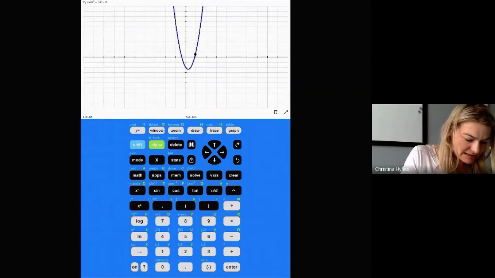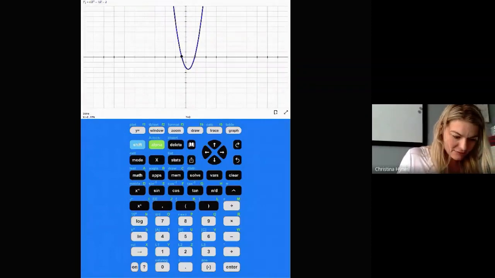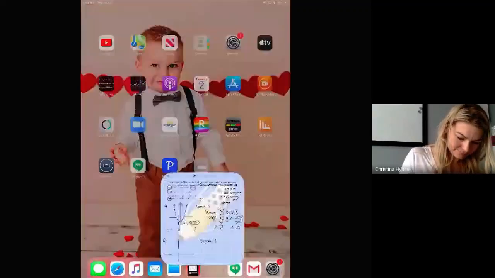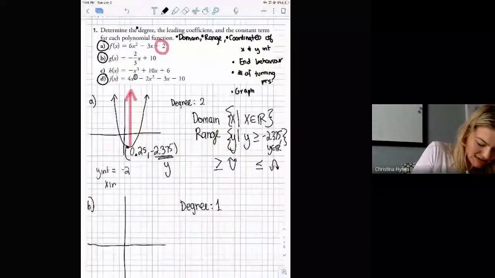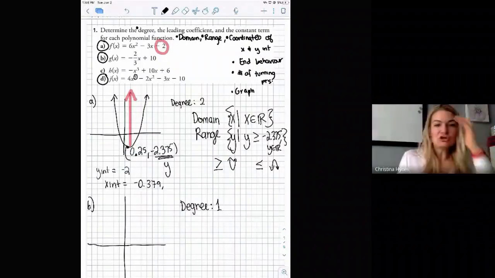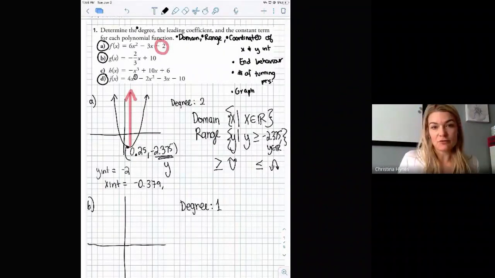I can't really zoom in, unfortunately. So I'll just show you again. Left bound, right bound, enter. I get -0.379. So x-intercept equals -0.379. And then you have to repeat those steps again for the right x-intercept.